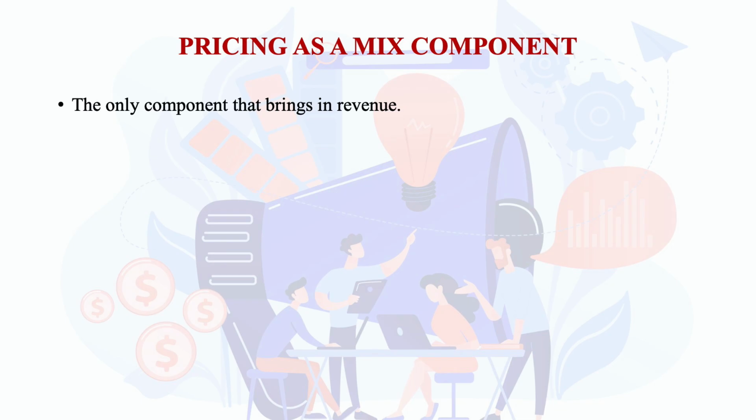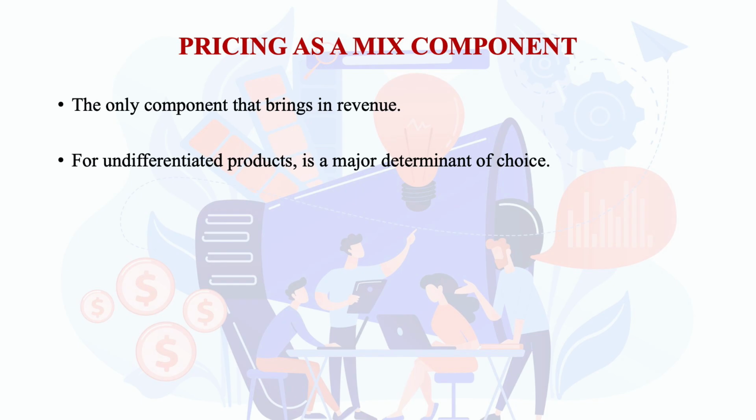This is the component which brings in the resources as the goods get exchanged for price and the money comes in. Now, for an undifferentiated product, this component, price, becomes a major determinant of choice for the customers. So things like vegetables or food which are not branded or differentiated, people use price as a determinant to decide whether this is the quality they want, or is this too cheap, or is this too expensive for them to buy, and therefore becomes a determinant of choice.